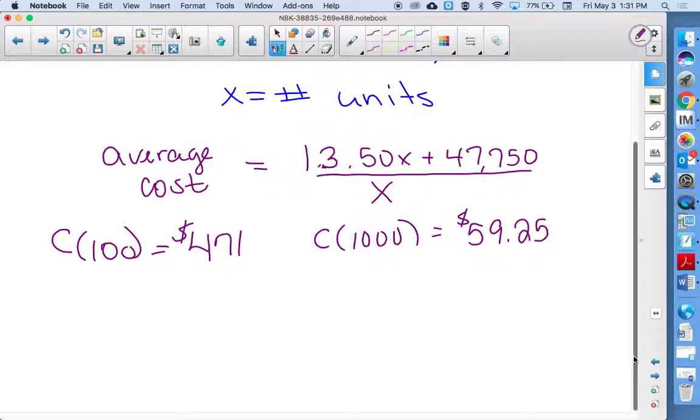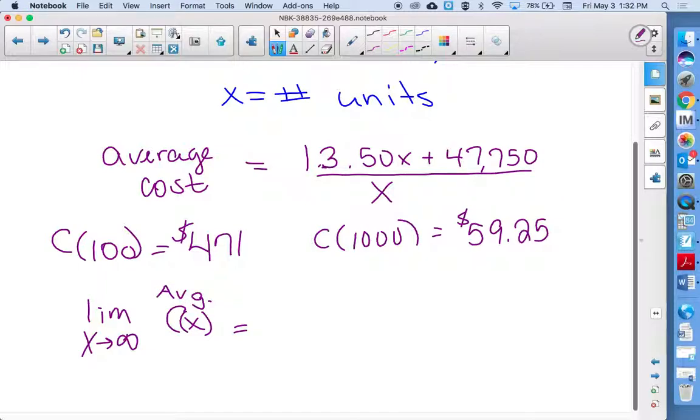The last question then wanted you to kind of tie in the limits. So it said, as x approaches infinity, what would the limit of that function be? Just going to put the cost function here.